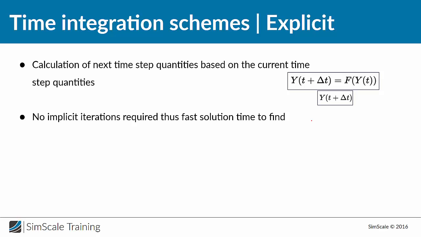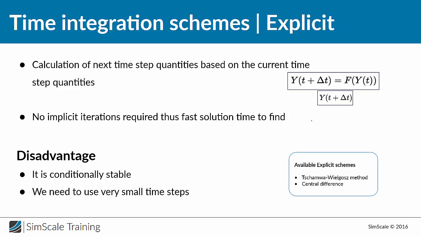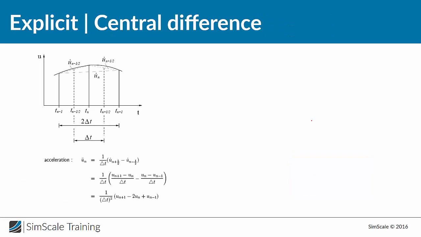Another way for time integration is explicit time integration. And here we calculate the next time step quantities based on the current step quantities. We don't need an implicit integration to find the solution, and therefore we don't have to invert the stiffness matrix. But there are also some disadvantages. It's not stable all the time, and we can use it only for very, very small time steps.